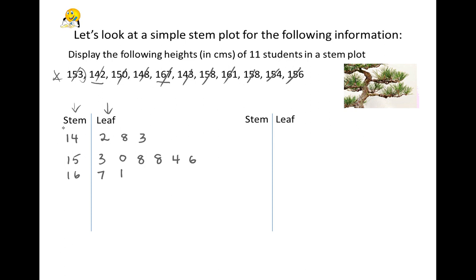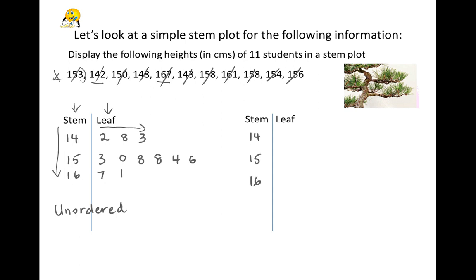I have got these values here ordered from smallest to biggest, but I haven't done a very good job of ordering these ones across from smallest to biggest. So this is what we call an unordered stem and leaf plot. So this is not what we want as our end result. However, I can use this unordered stem and leaf plot to make some changes and create a completely ordered stem and leaf plot.